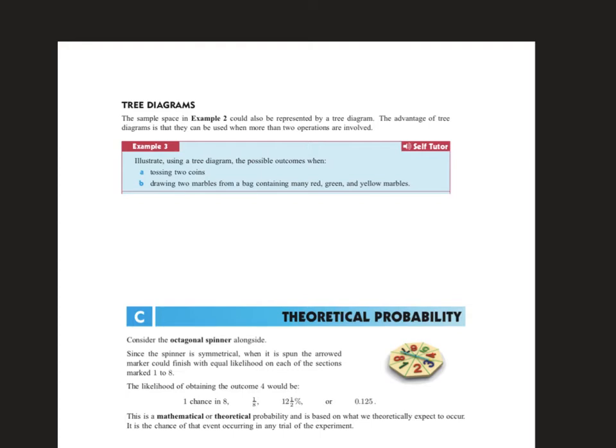Now, this is going to reiterate what I talked about with tree diagrams. Illustrate using a tree diagram the possible outcomes when tossing 2 coins. Well, I just discussed that. But what about drawing 2 marbles from a bag containing many red, green, and yellow marbles? How would you demonstrate the possible outcomes? So you're going to draw 2 marbles from a bag. It doesn't tell you how many it contains, but it contains many red, green, and yellow marbles. Pause the video and see if you can come up with a tree diagram that illustrates the situation in example 3b.